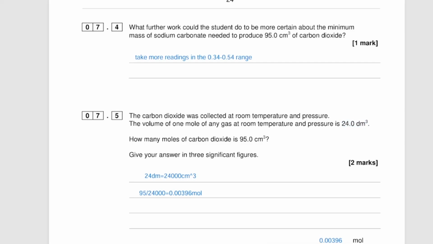Now 24 decimeters cubed, to get into centimeters cubed, you times it by 1,000. That's just realised that's meant to be cubed. And that's 24,000 centimeters cubed, and then you simply do 95 over 24,000 to get the amount of moles, which is 0.00396 moles.